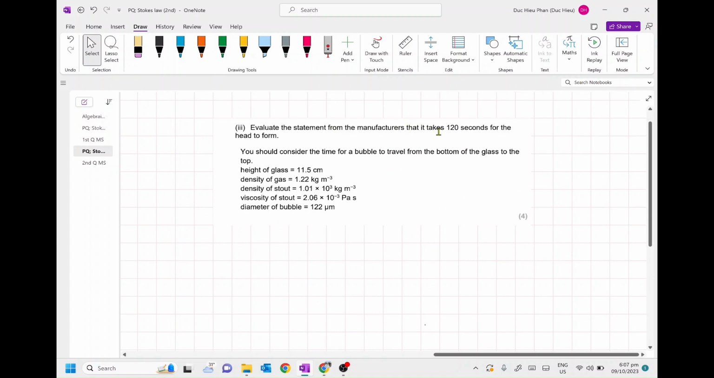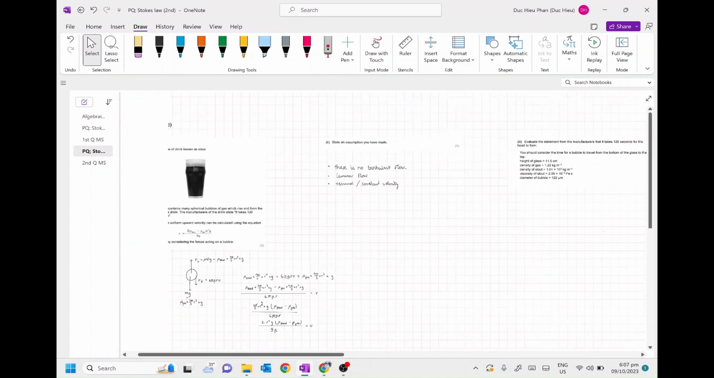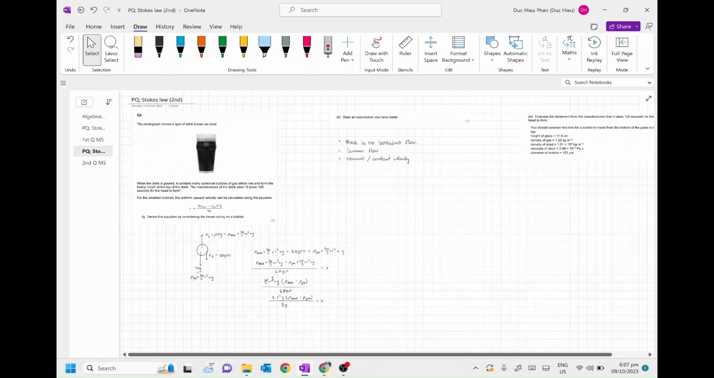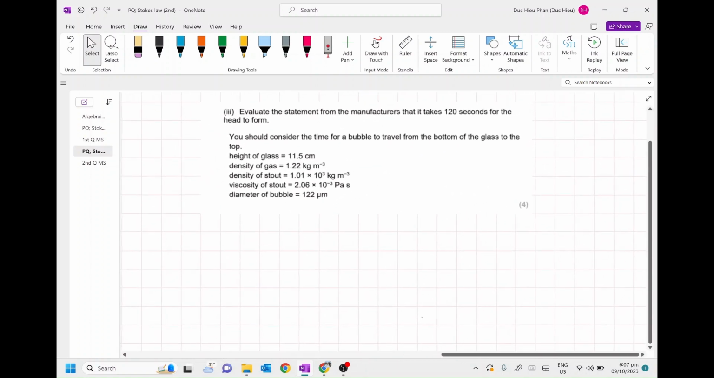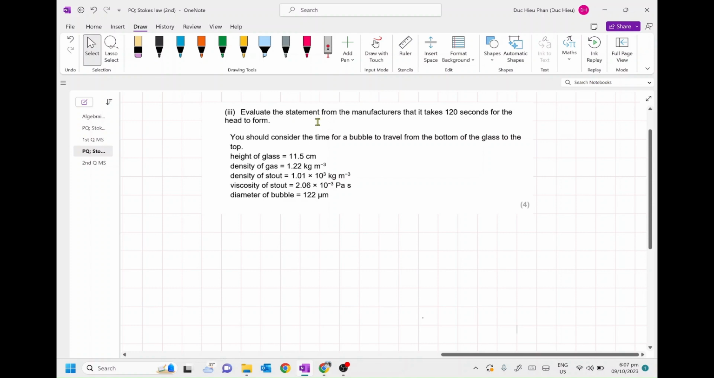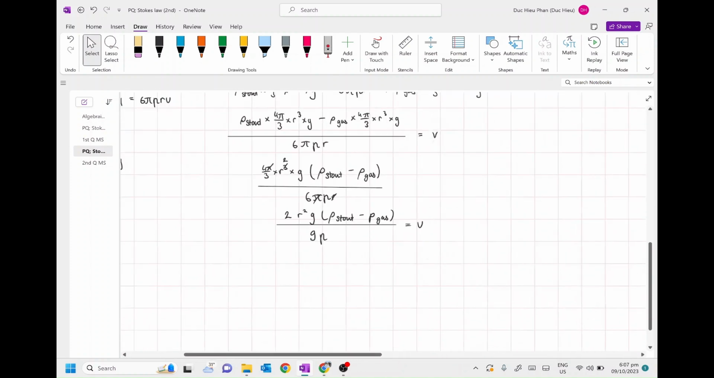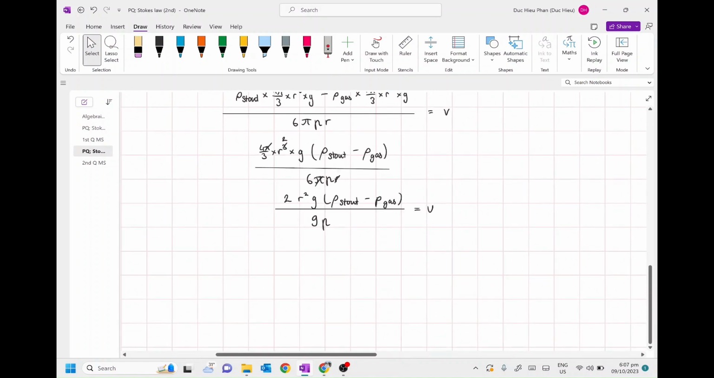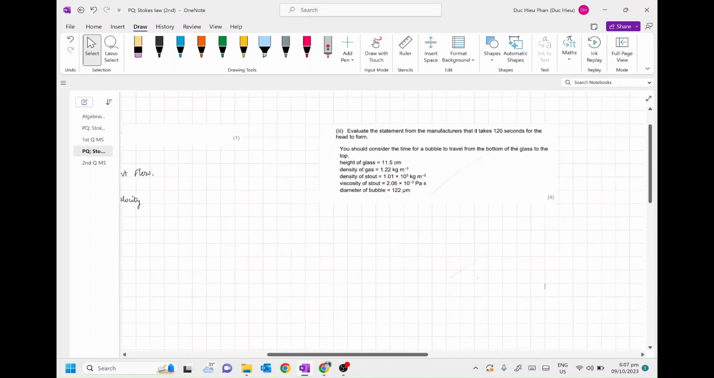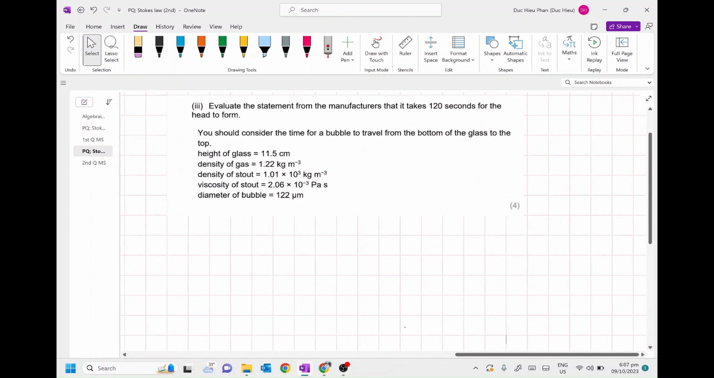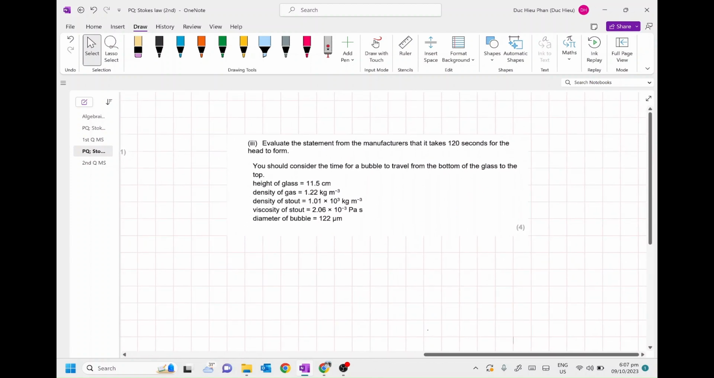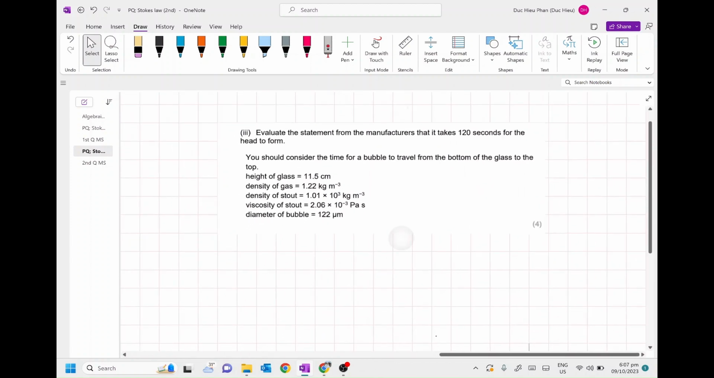So starting with the third question, the manufacturer states that it takes 120 seconds for the head to form, which is the gassy thing on the top when you pour your Coke, right? So you want to consider the time for the bubble to travel from the bottom of the glass to the top. And we already found the equation for the velocity. And velocity is just distance over time. So we can rearrange it again to isolate the time.